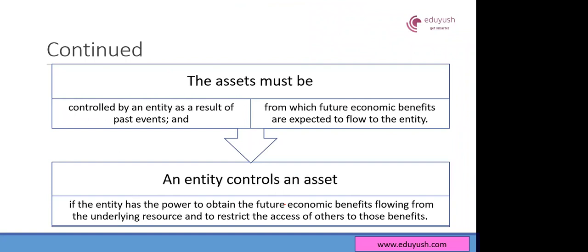Now, when you talk of an intangible asset, the asset must be controlled by an entity due to a past event and from which future economic benefits are expected to flow. The normal definitions that we saw before: an entity controls the asset, that means it has the power to obtain future economic benefits flowing from the underlying resource or restrict the access of others to those benefits.